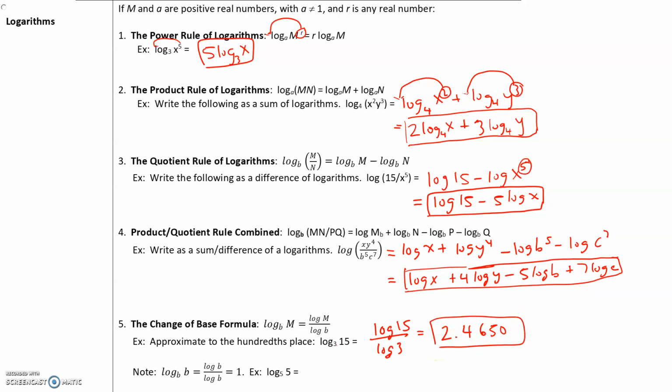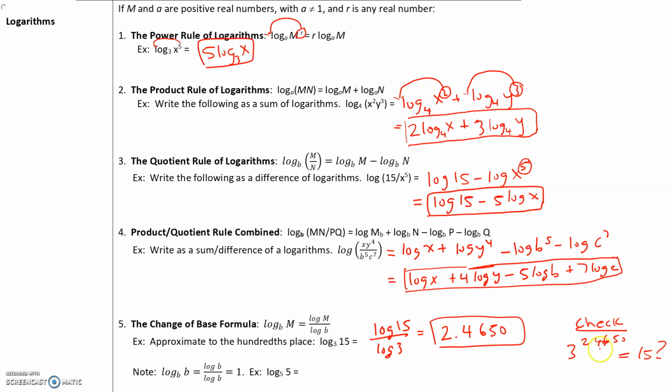If you want to check to see if this is correct, you just have to turn this logarithmic equation, which is log base 3 of 15 equals 2.4650, into an exponential one and see if it's true. So I take my base, which is 3, I raise it to the power of 2.4650, and I want to check, does that equal 15?